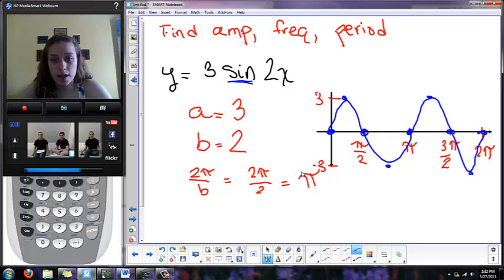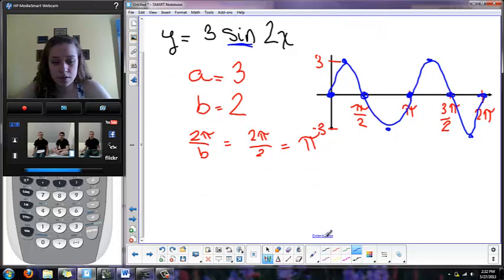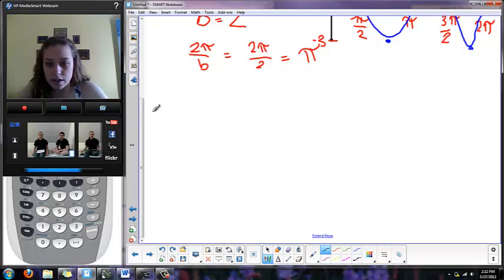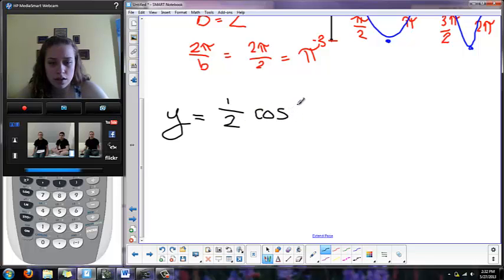Okay, let's do another example. Let's do the graph y is equal to 1/2 cosine of 4x. That would be a really fun one to graph.